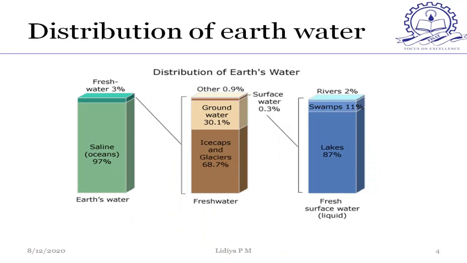Next, let us have a look into the distribution of earth water. As you all know, fresh water is 3%, the rest is saline water. If we consider the distribution of fresh water, around 68.7% is in the form of ice caps and glaciers. In groundwater it is 30.1%, surface water is 0.3% and other is 0.9%. Then next we will consider the distribution of surface water, that is 87% in lakes, swamps 11% and rivers 2%.